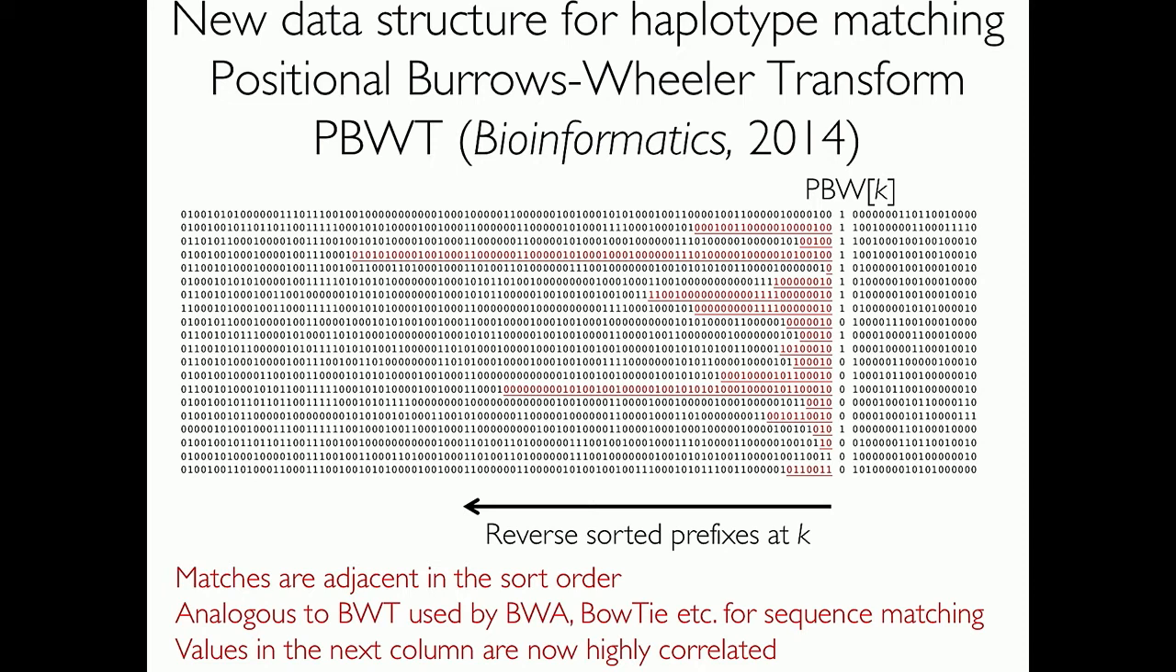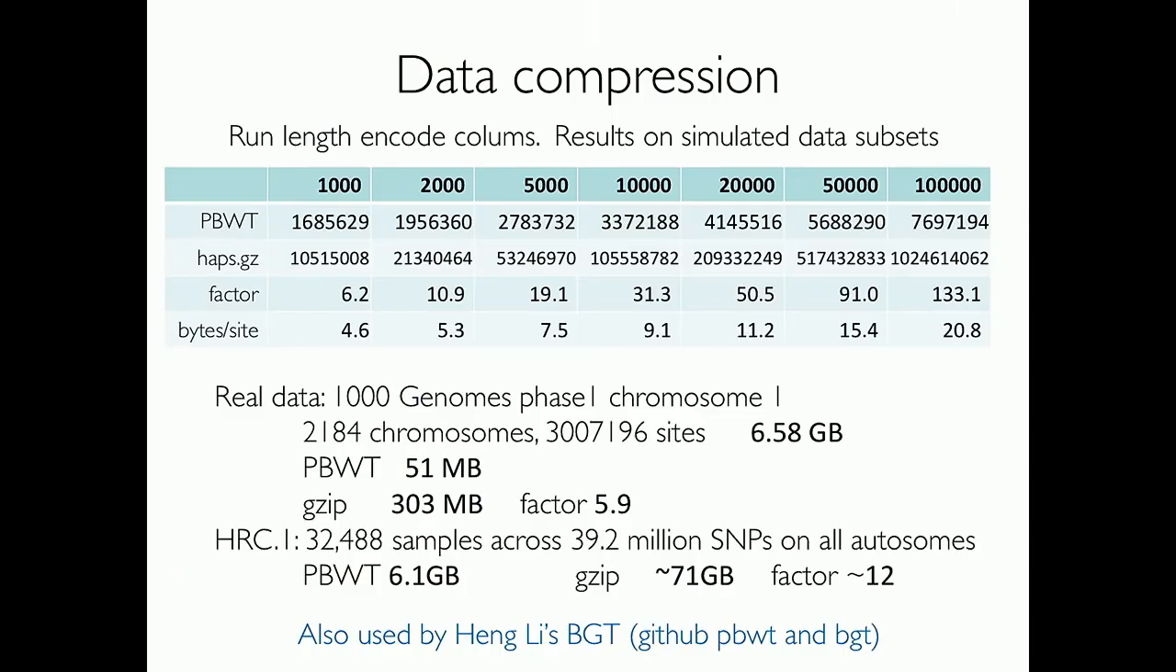It means that you can predict the next value, and that's supportive. But it also allows you to compress it, because you can run length encode these things. So here we have data compression. We can run length encode the columns. This is going up from 1,000 samples to 100,000 samples. This is simulated data. And we're going up from 4.6 bytes per site to 20 bytes per site on a 100-fold increase. So a 5-fold increase in data set size for a 100-fold increase in the amount of raw data.